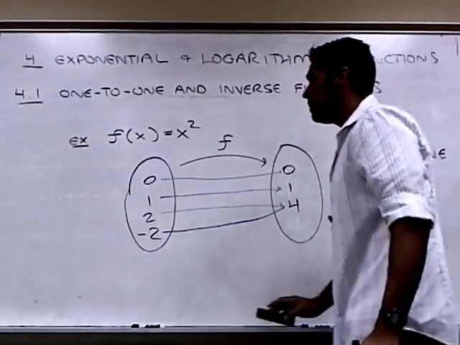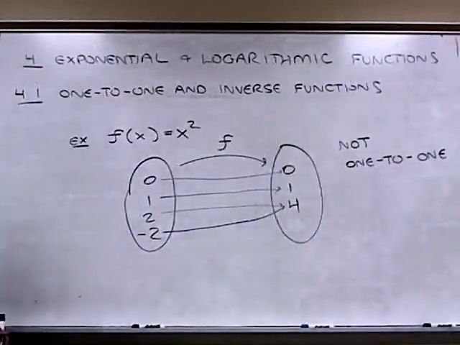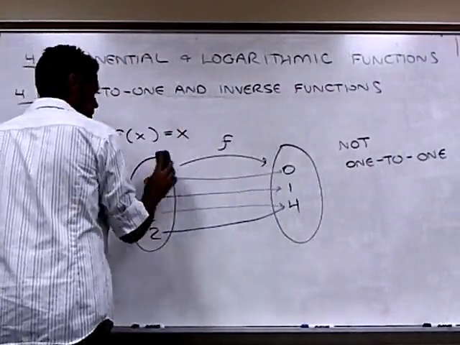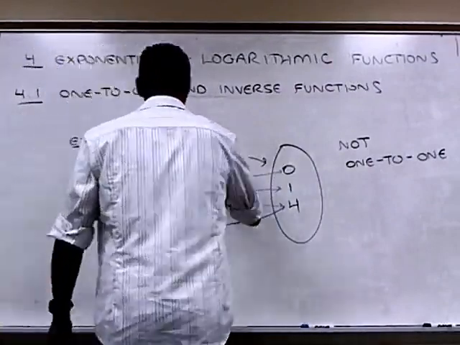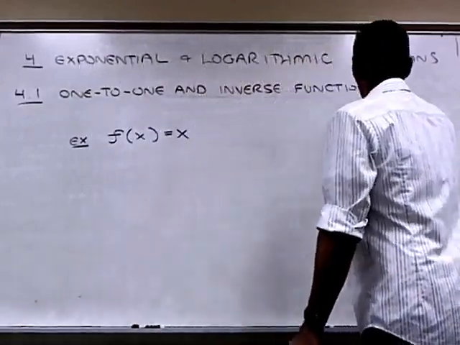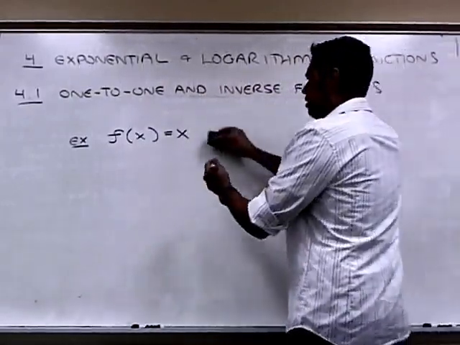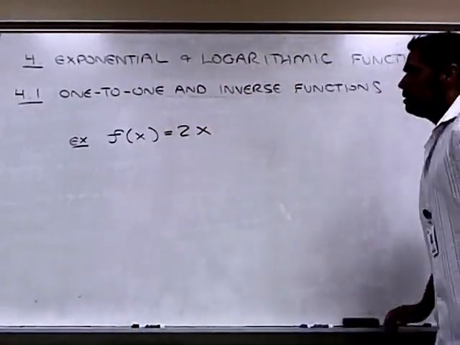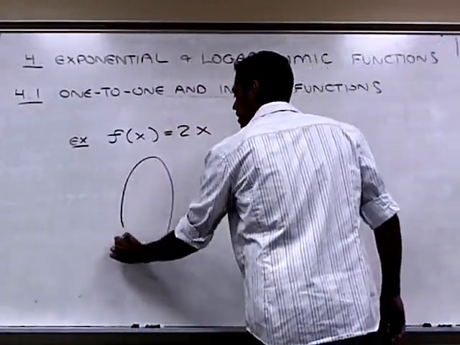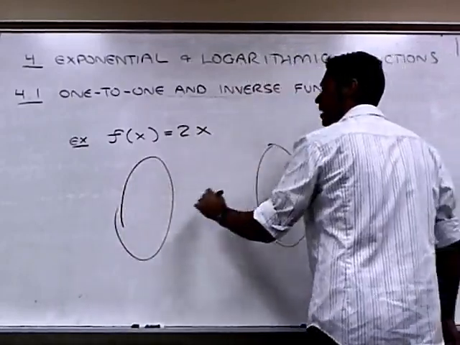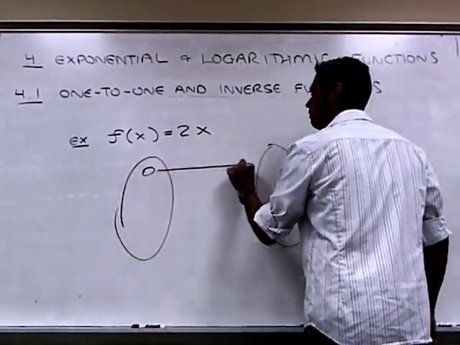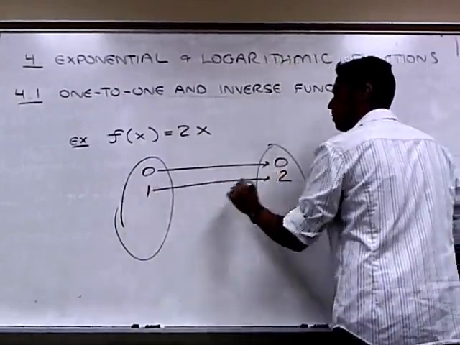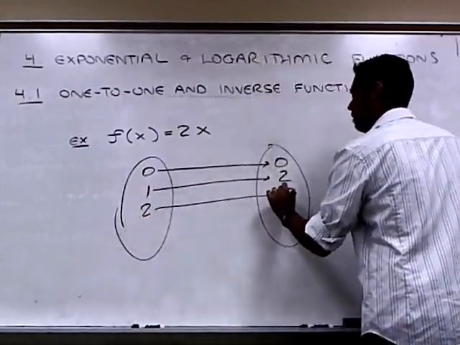So let me give you an example of a function that is one-to-one. All right? Let's just take the squared off and draw another picture. And we'll make it a little more interesting. How about we do 2x instead of just x? So if I plug in 0, I get what? 0. If I plug in 1, I get 2. If I plug in 2, I get 4.